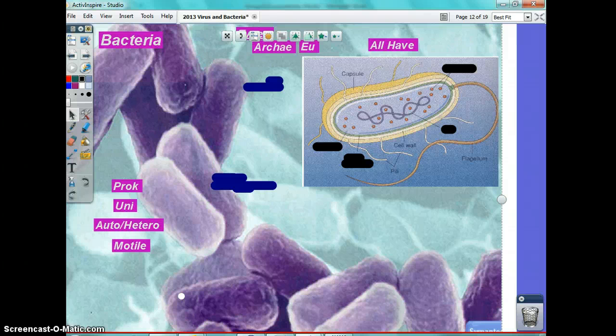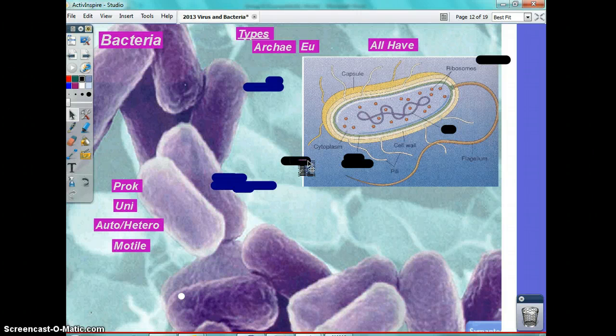So bacteria have a significant number of parts, okay? But we know that no matter what type of bacteria you are, you're going to have specific parts. Who can name them? What am I pointing at? Any of those parts? Yes. Ribosomes. What else? Cytoplasm.